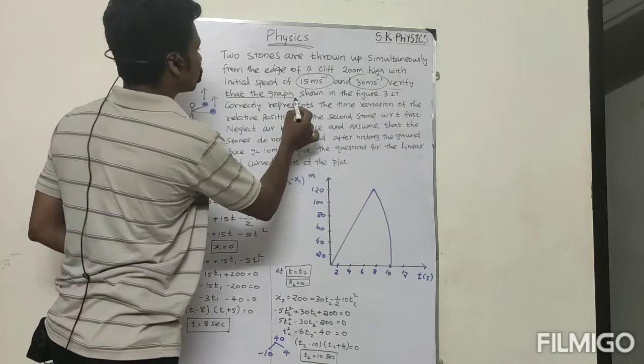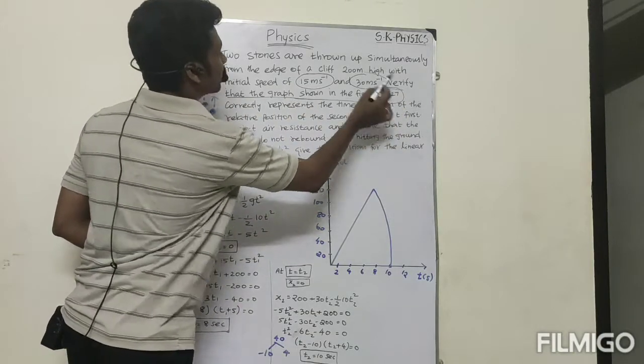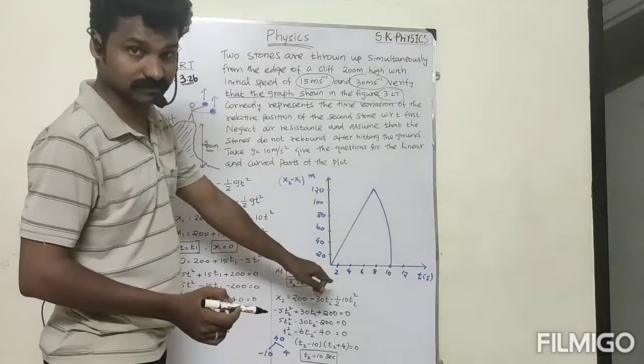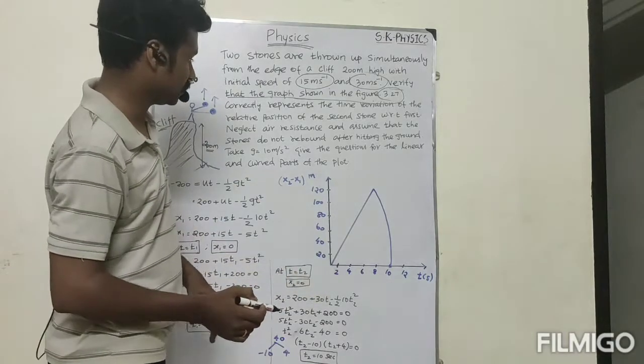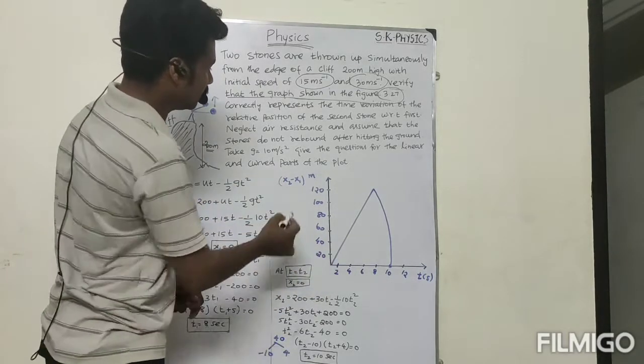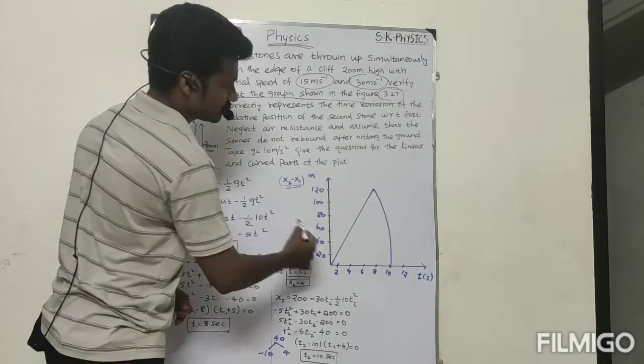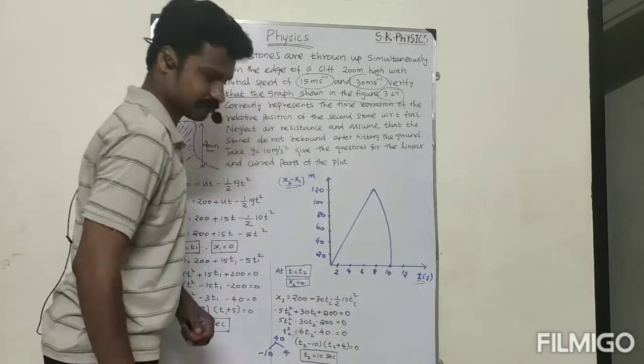Verify that the graph shown in figure 3.27. So the figure title is 3.27. So there is a graph between the change in position and the time.